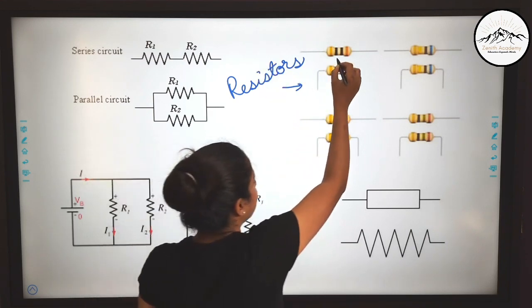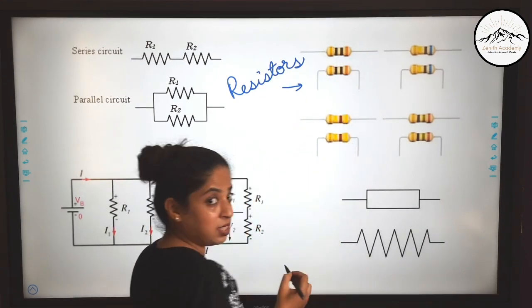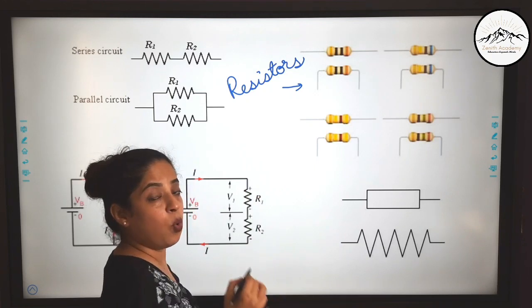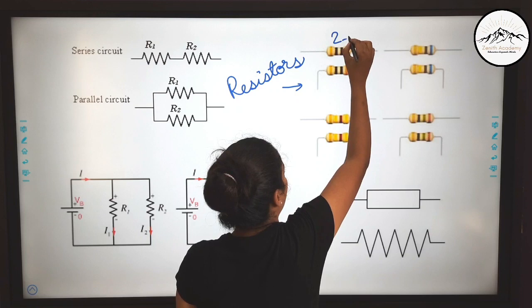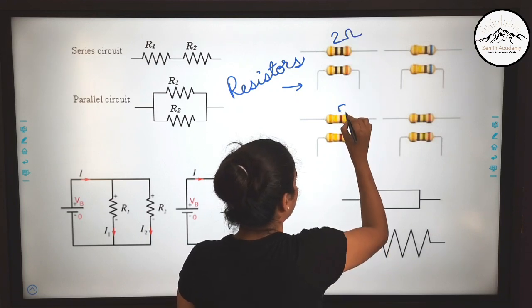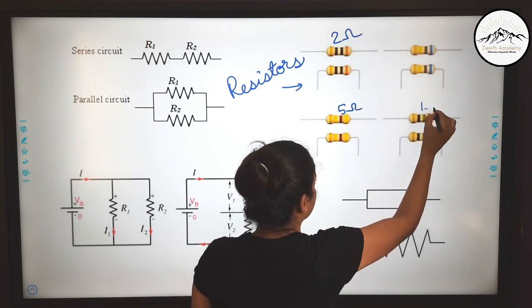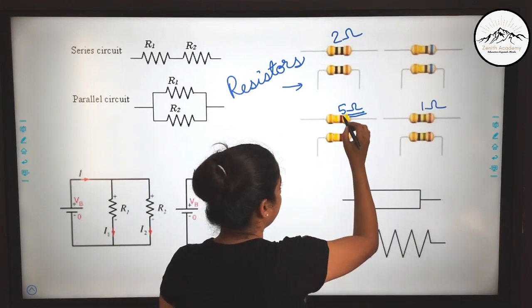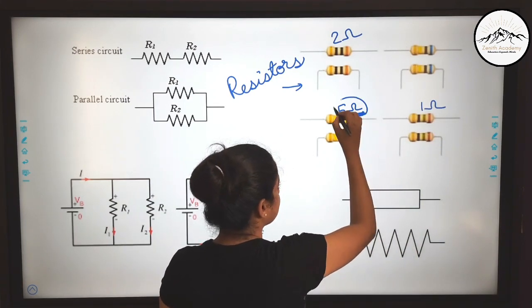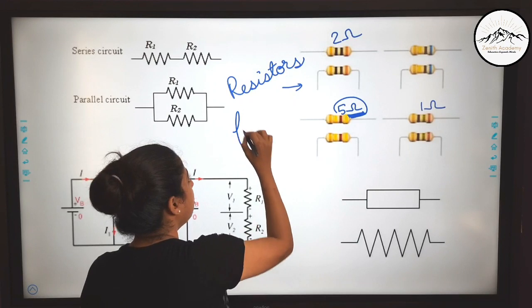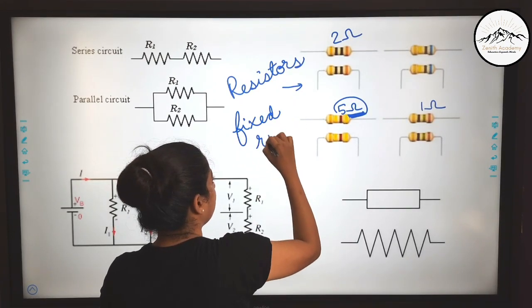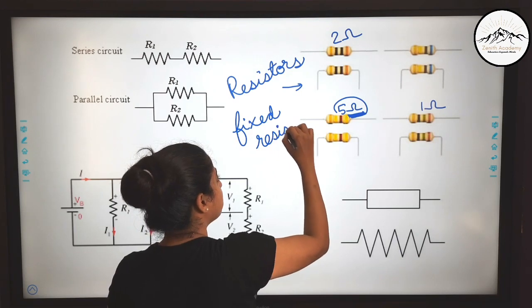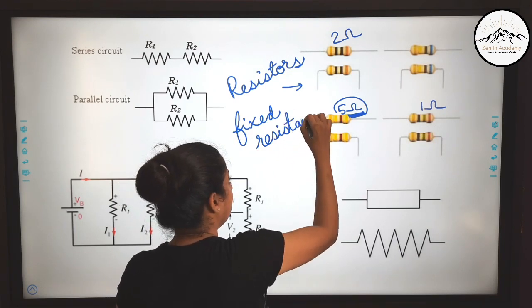So these are the different resistors. Here you can see there are different colored bands on the resistors. So these color bands tell you what is the measure of the resistance. So for example, this is 2 ohm resistor, or this is 5 ohm resistor, or this is 1 ohm resistor. So you can read the bands and come to know what is the resistance. So they provide a fixed resistance. They provide a fixed obstruction to the flow of current.